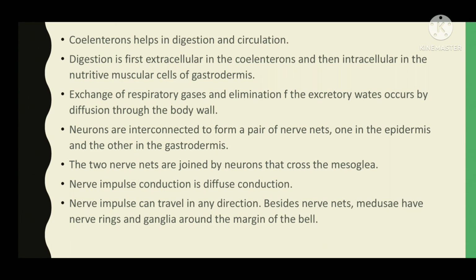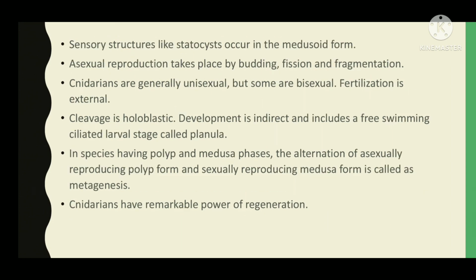Neurons are interconnected to form a pair of nerve nets. One is in the epidermis and the other one is in the gastrodermis. The two nerve nets are joined by neurons that cross the mesoglea. Nerve impulse conduction is diffuse conduction. Nerve impulse can travel in any direction. Besides nerve nets, medusa have nerve rings and ganglia around the margin of the bell. Sensory structures like statocysts occur in medusoid form.